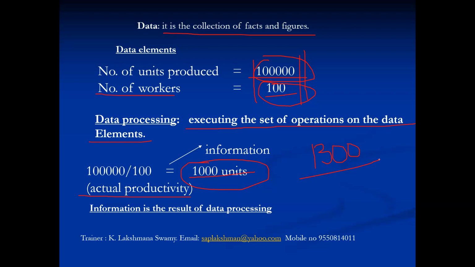What I mean to say here is that just one piece of information is giving a number of avenues to the management to analyze its performance. That is the power of information, right? And the information is the result of data processing. Information is the result of data processing, right?